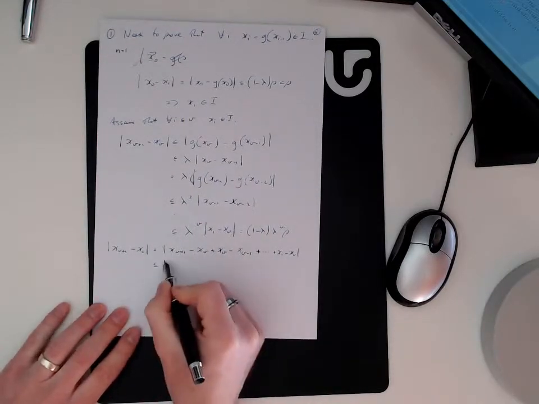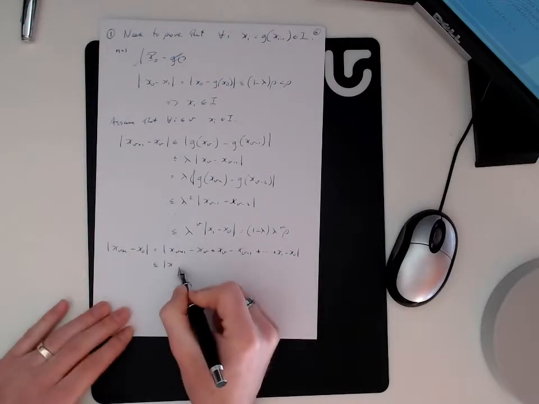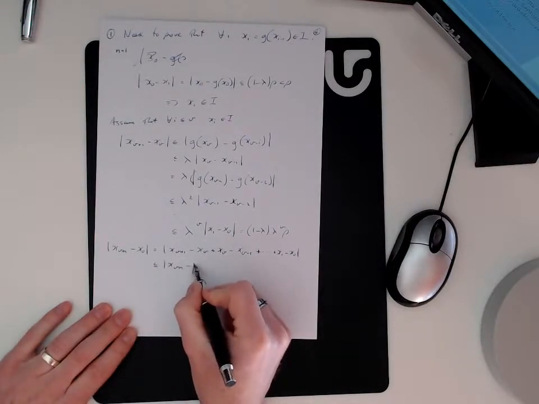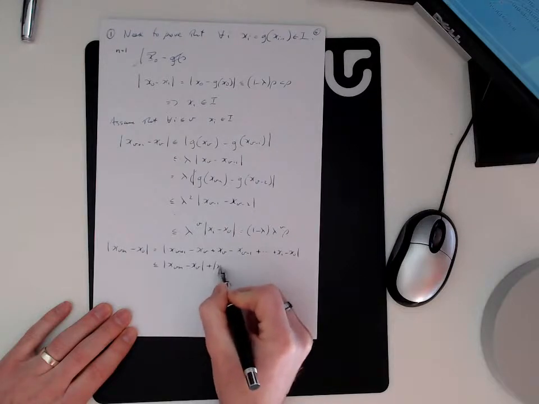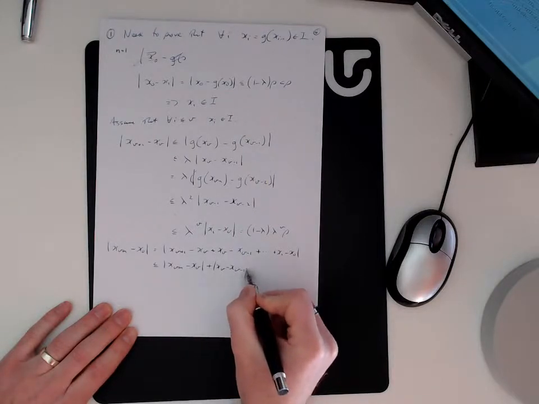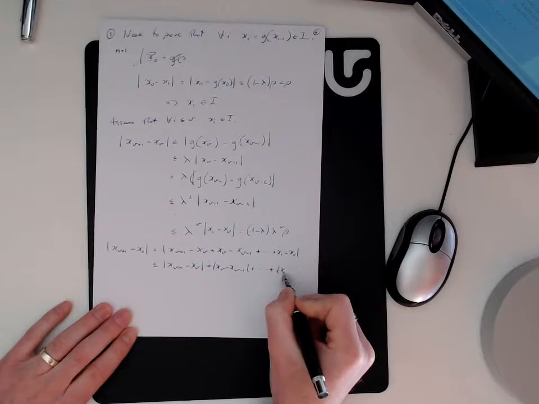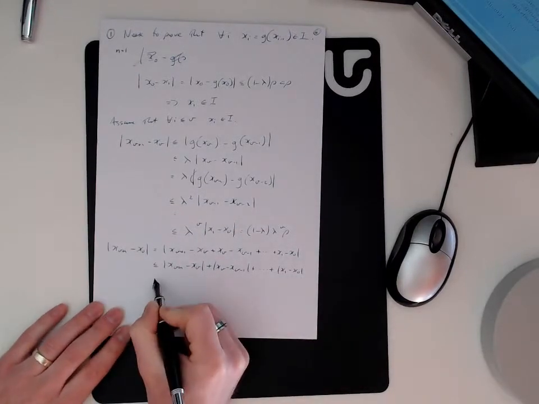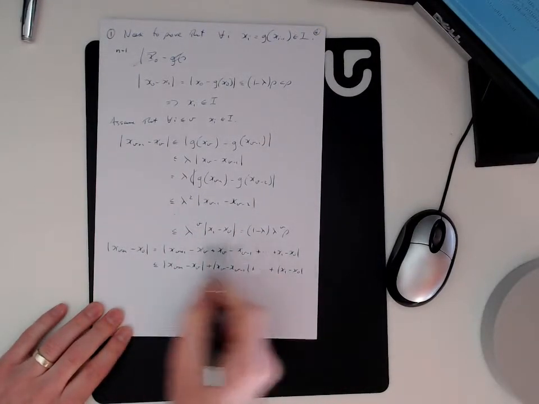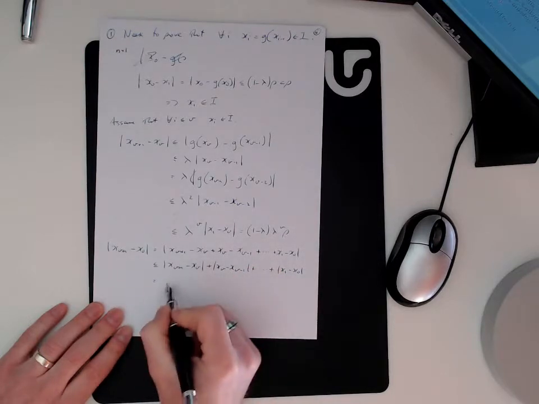And now I'm going to chop it up into bits. This distance is going to be less than or equal to the sum of the distances between all these bits. Great, and I have a bound on all of these bits. It's there.